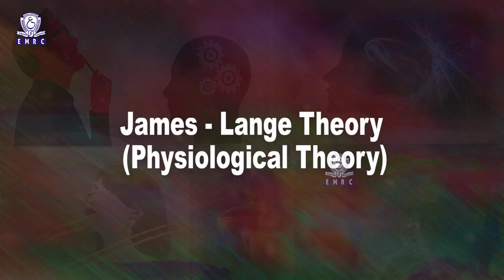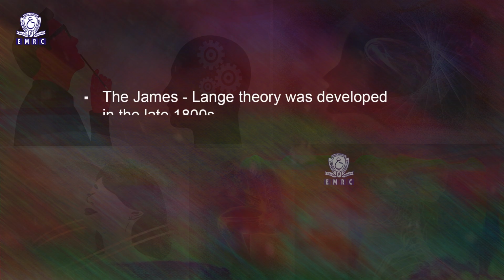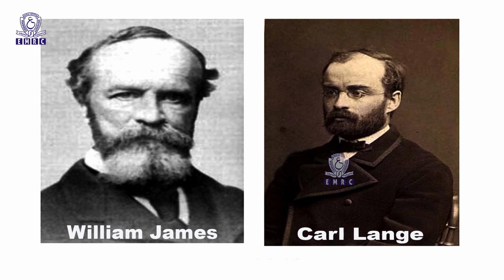Now moving on to the first theory of emotion, that is the James Lange theory. It is known as a physiological theory, and why it is known as a physiological theory, we will look into it. The James Lange theory was developed in the late 1800s by William James and Carl Lange, who separately published similar writings about the nature of emotion. According to James and Lange, emotions consist of the body's physical responses to something in the environment.